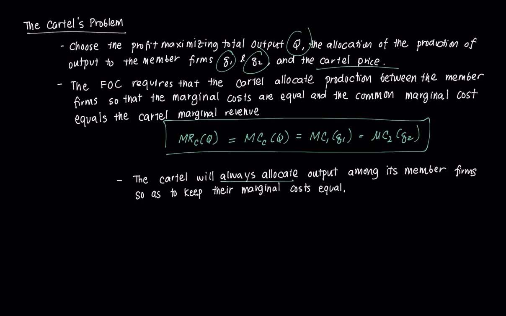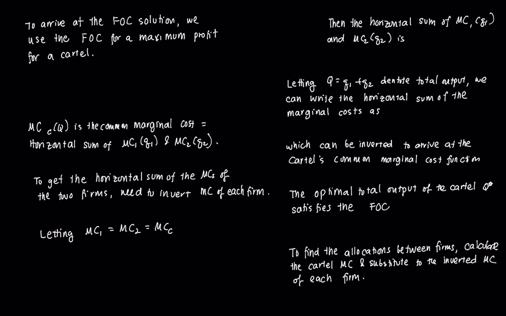Now, how did we arrive at this particular conclusion? Let's break it down a bit. To arrive at this profit-maximizing solution, if you recall the typical oligopoly, the FOC for maximum profit for a cartel is that it acts like a monopolist. So that's just MR of the cartel being equal to MC of the cartel, because it acts like a pure monopolist. If you remember how we do MR, that's MRC(Q), the derivative of the revenue of the cartel with respect to Q, which is just your inverse demand P(Q) plus Q times dP(Q)/dQ. And that's the cartel's marginal revenue.